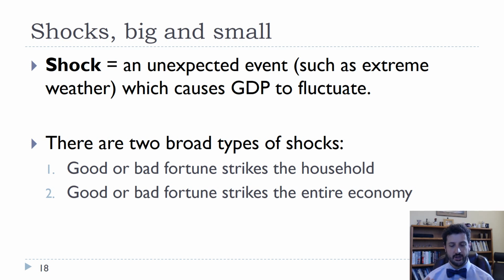So when we think about shocks, we want to think about two different types. One that can happen to an individual household. So you lose your job, you sell a lot, you have good fortune or bad fortune strikes the household. On the other hand, we could have good or bad fortune that strikes the entire economy. So like the financial crisis was something that really struck the entire economy in 2008 and 2009.